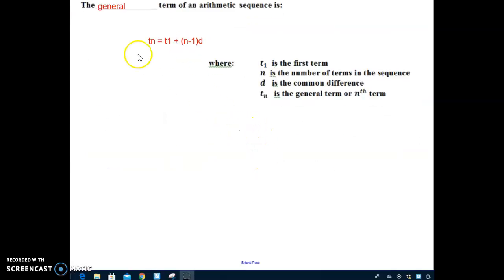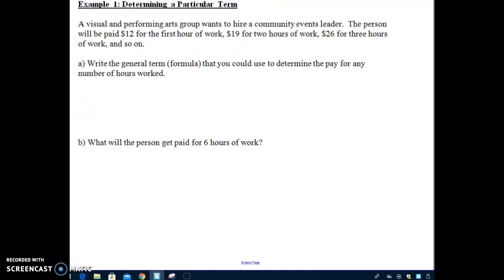So this then leaves us with the general term of an arithmetic sequence. Again, that means the equation is Tn equals T1 plus n minus 1 times D. And there's a little more information here for you to look at as well. But this is the formula that's on your formula sheet. This is the formula for an arithmetic sequence. Let's then go ahead and try an example.